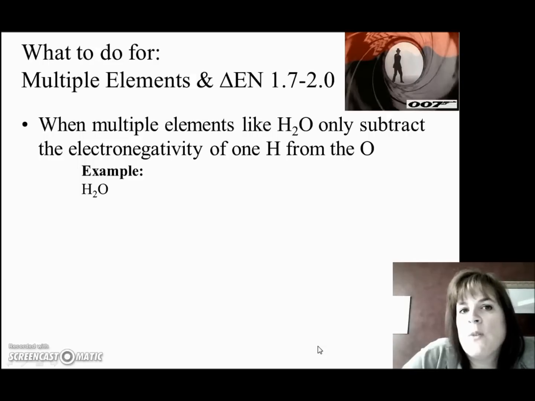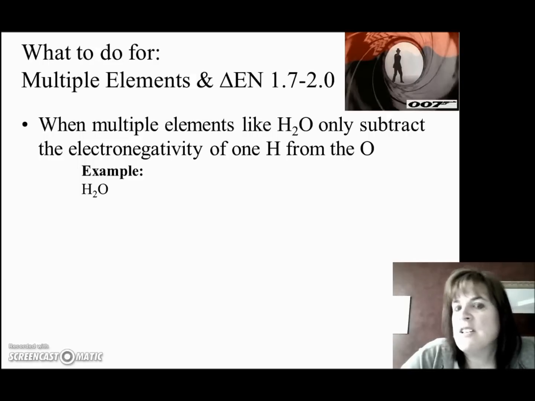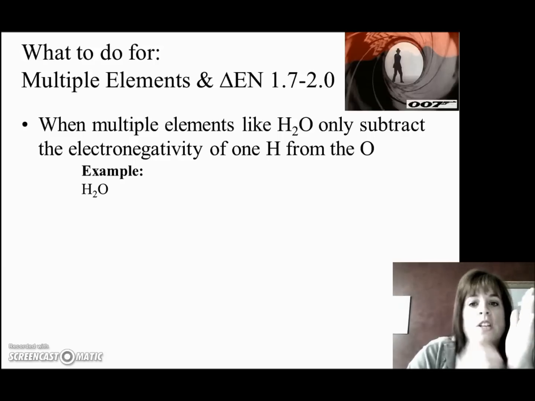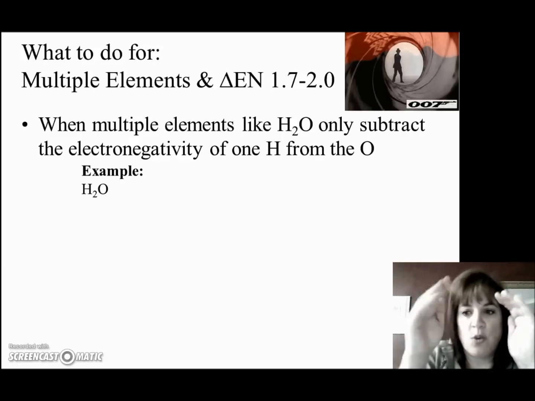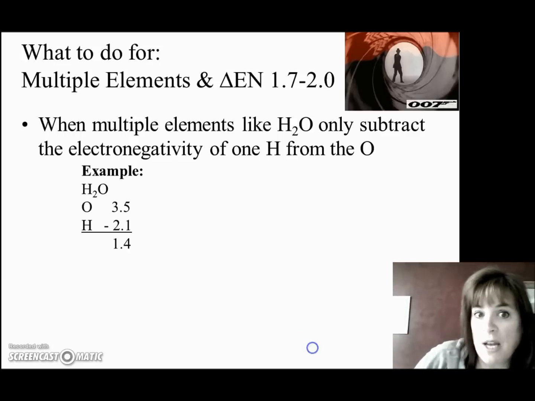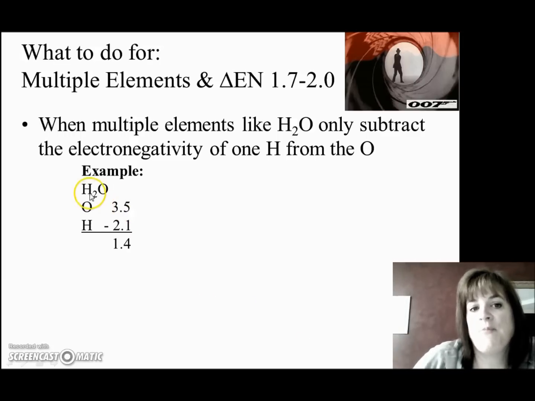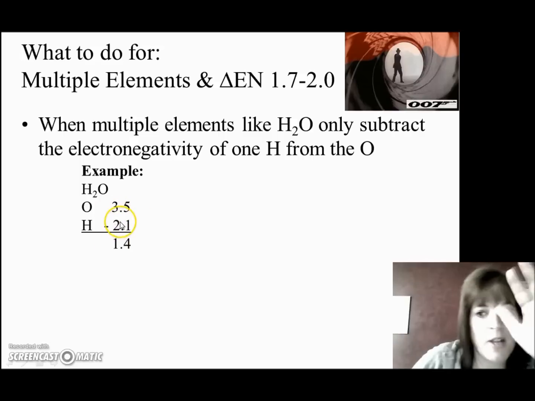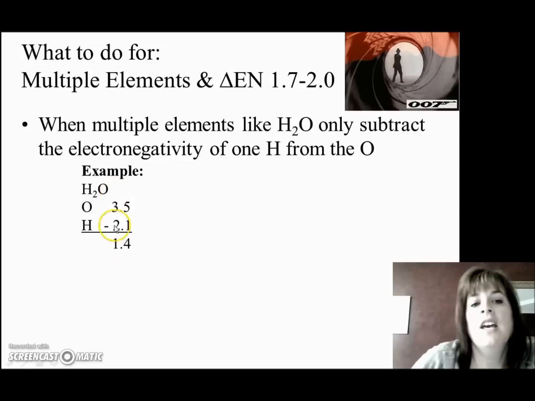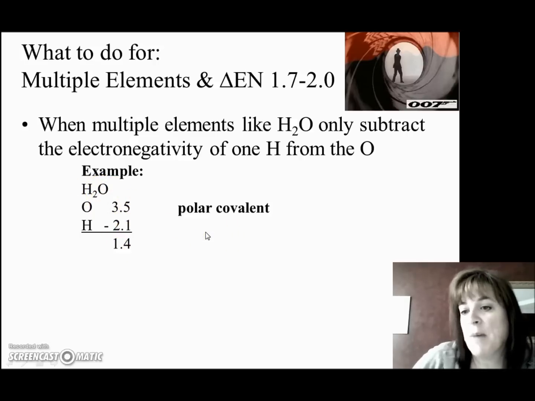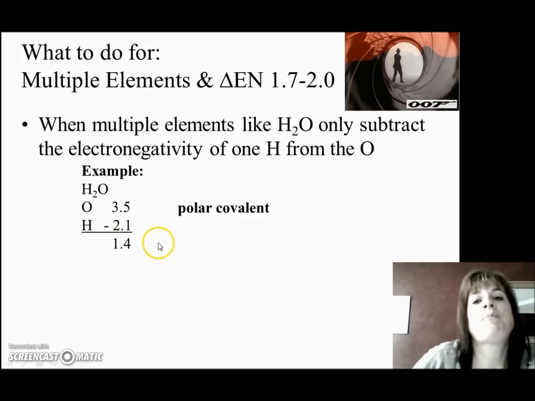Okay, last thing, what do we do if there's multiple elements, like say 2 hydrogens with an oxygen? Well, only subtract 1 hydrogen from the oxygen. So don't be multiplying by 2. So look up oxygen on the periodic table, it's 3.5. Hydrogen is 2.1, and then just subtract those. So don't be multiplying anything or adding anything, just the individual elements themselves. So 1.4, this would be a polar covalent bond, right? Two nonmetals together and above 0.5.